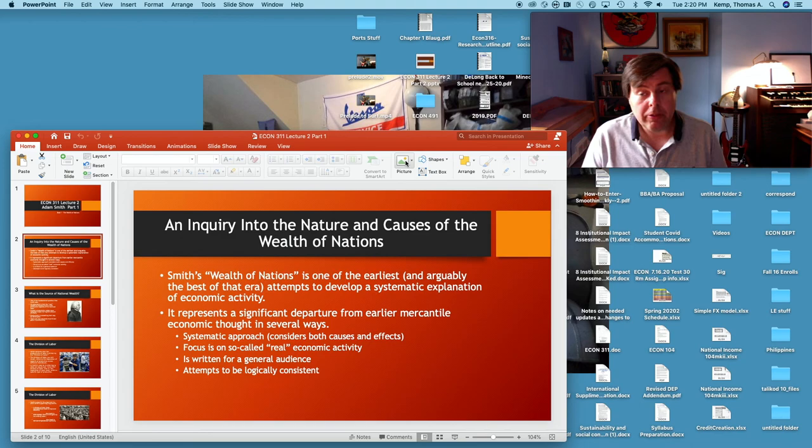And finally, there's a serious attempt to be logically consistent. So it's written as one cohesive statement on economics. And that's really a pretty serious achievement, right? If you think about where this is starting from, what other people are saying at the time, it's pretty path-breaking.